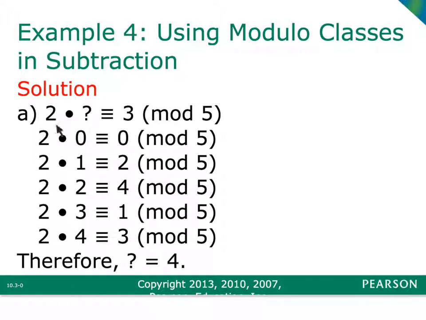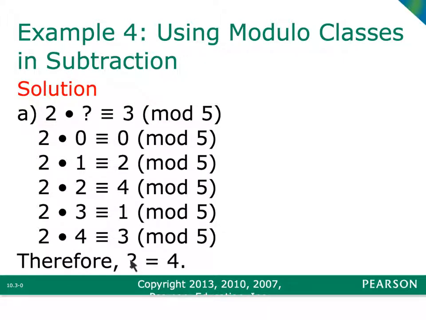Okay, another way to do part A is to try all the different elements in the set, which would be 0 through 4. 2 times 0 is 0 modulo 5. 2 times 1 is congruent to 2 modulo 5. 2 times 2 is 4 modulo 5. 2 times 3 is 6, but remember we have to subtract 5 to make it 1, so 2 times 3 is equivalent to 1 modulo 5. And then finally 2 times 4 is 8. We take away 5 and get 3.